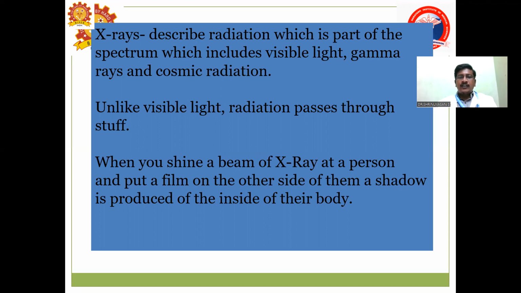Whenever you shine a beam of X-rays at a person and put the film on the other side, these X-rays pass through the person and produce a negative image on the film. We develop the film by the conventional method, CR method or DR method, whichever it is, and we see the film so that we can easily identify the pathology inside the human being.